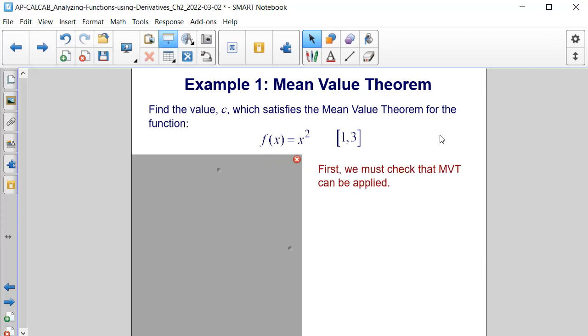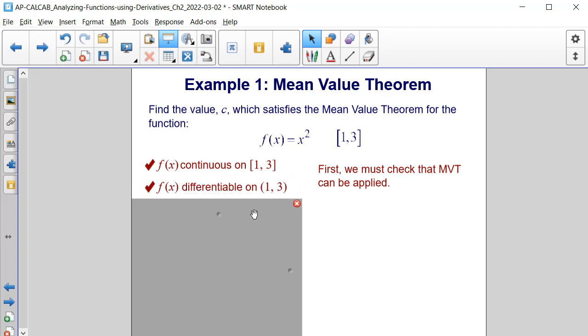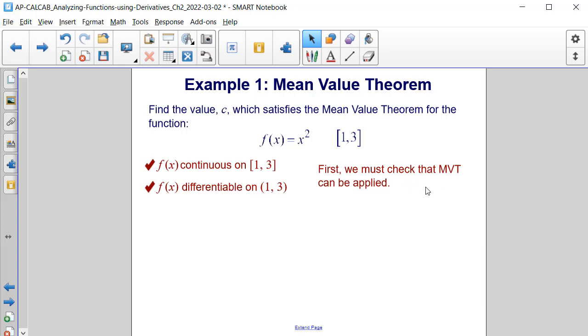Similar to Rolle's theorem, we first must check that the mean value theorem can be applied. So first, is f of x a continuous function on this interval? And the answer to that is yes. It's a section of a parabola, completely continuous on the closed interval from 1 to 3. And the next question is, is it differentiable on the open interval from 1 to 3? Yes, it definitely is. Again, because it's a parabola, there is no corner, cusp, or vertical tangent that exists there. So because these conditions are met, now we can apply the mean value theorem.